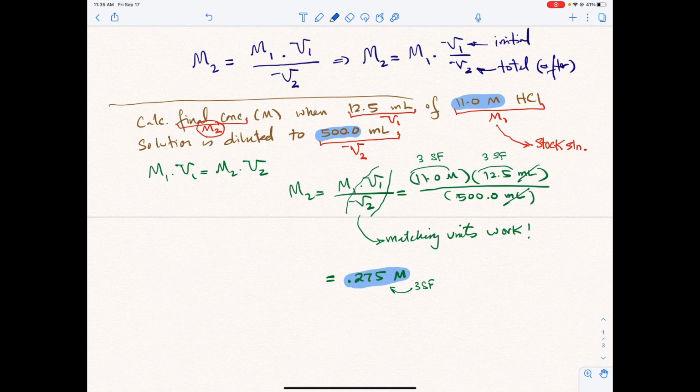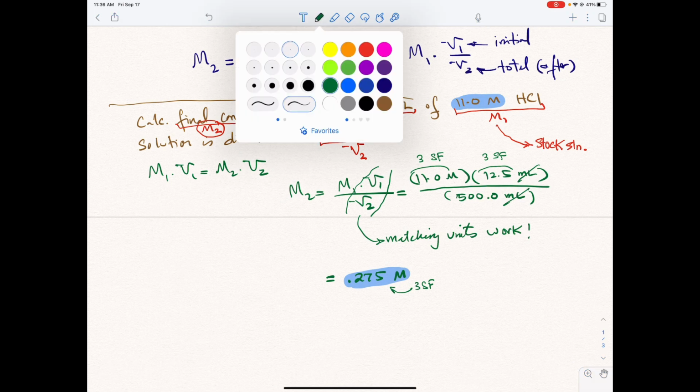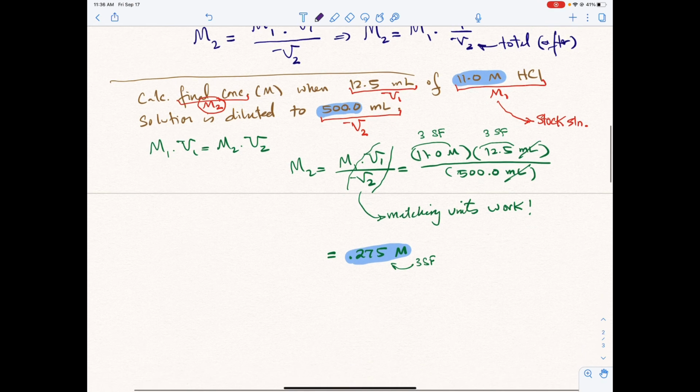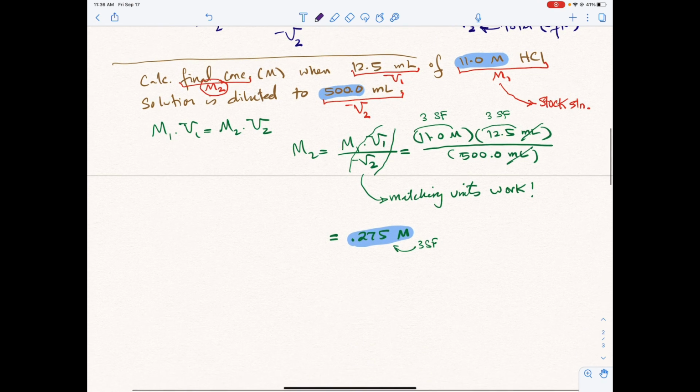So this is a predictable process. By knowing the initial volume, the final volume, and of course the initial concentration of the stock solution, I can calculate my final concentration. And you don't have to always solve for M2. There are 4 variables here, and you can solve for any of them. Knowing any 3 variables, you can solve for the 4th. Okay, so this just happens to be a common way of doing it.